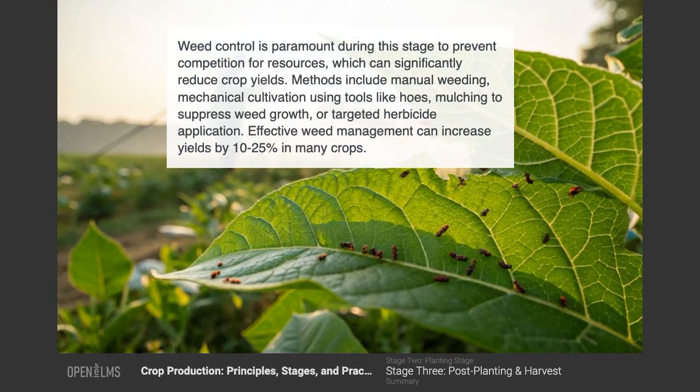Weed control is paramount during this stage to prevent competition for resources, which can significantly reduce crop yields. Methods include manual weeding, mechanical cultivation using tools like hoes, mulching to suppress weed growth, or targeted herbicide application. Effective weed management can increase yields by 10 to 25% in many crops.